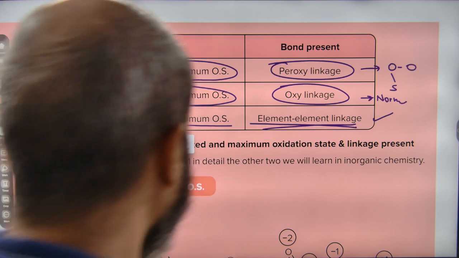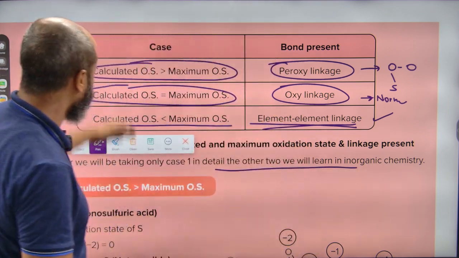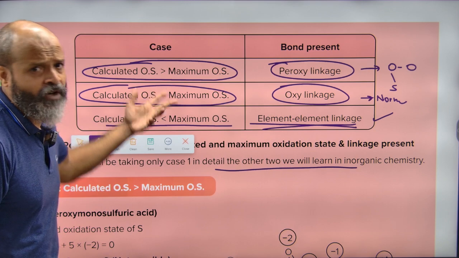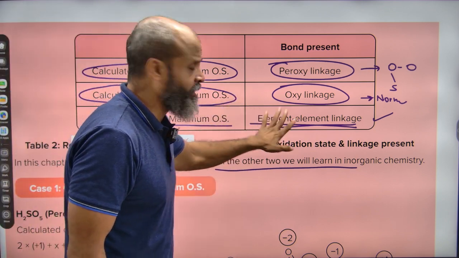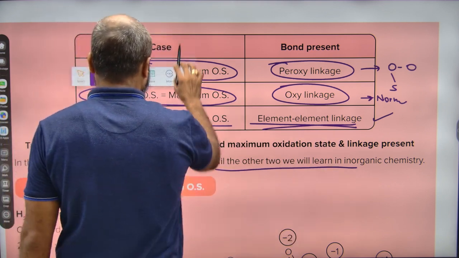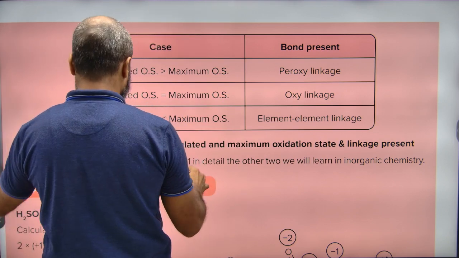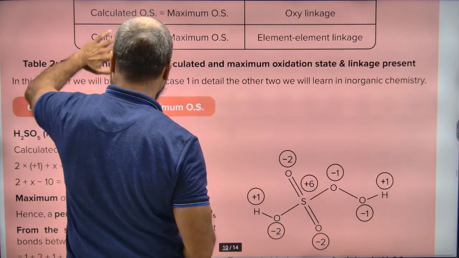So in this chapter, we will be taking only case 1 in detail. The other 2 we'll learn in inorganic chemistry. There's nothing to learn in the other 2. Obviously, we will have here both oxidation and reduction can take place. Okay. Now let's move into this one. Calculated oxidation state when it is greater than the maximum oxidation state.